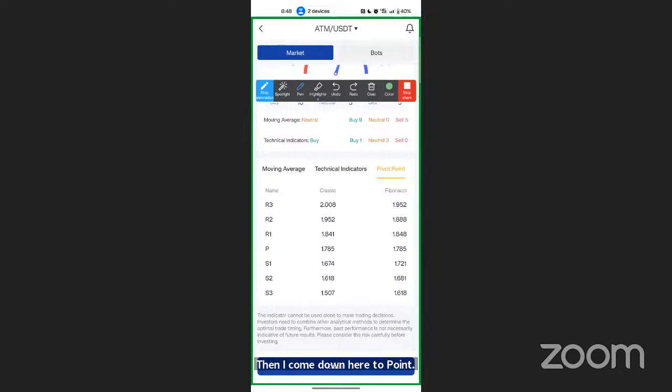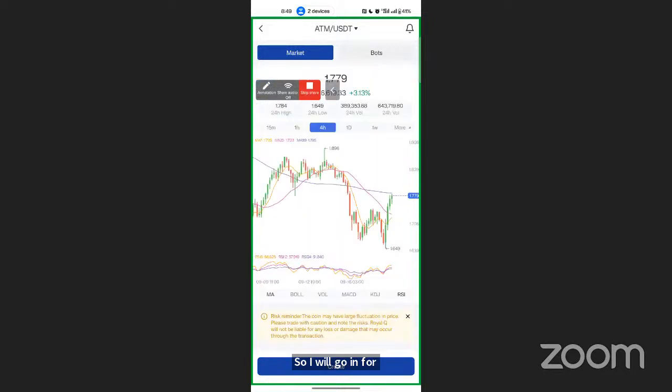Now here it is at 1.841, and here it is at 1.848. Now which one is nearer? Is it Fibonacci or classic? Now, I'm in the 4 hours. I want a bigger take profit. So I will go in for 1.841 because my goal is to move out of the trade.